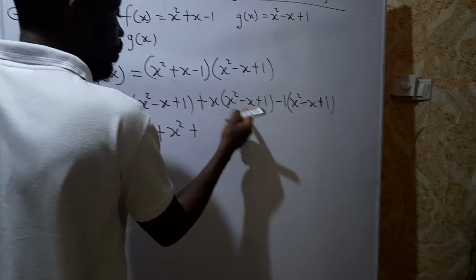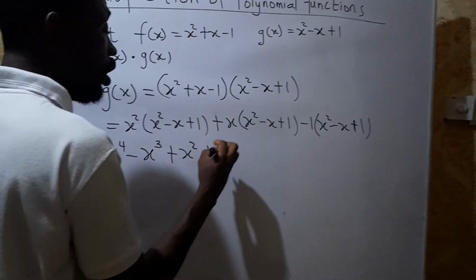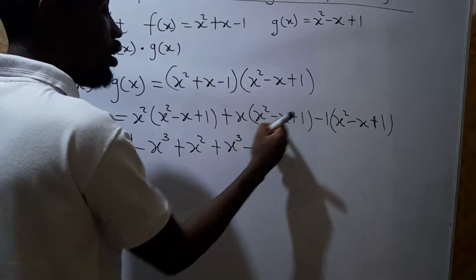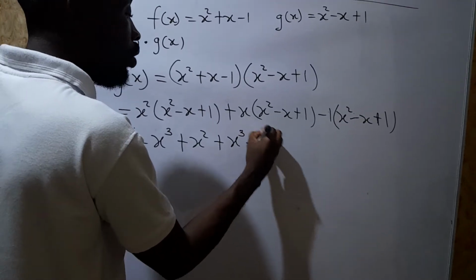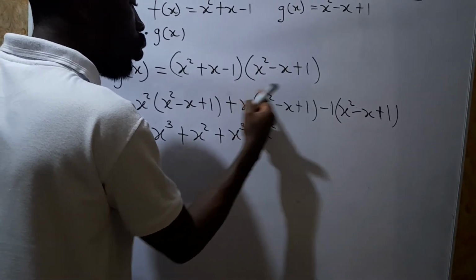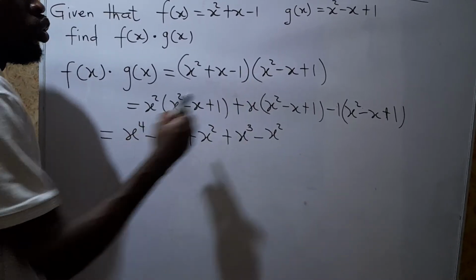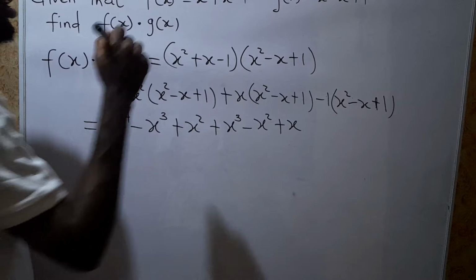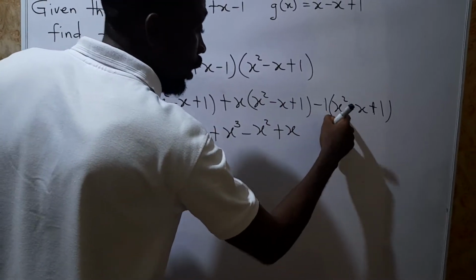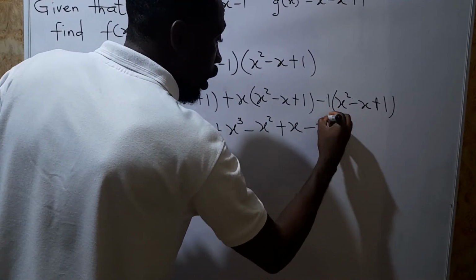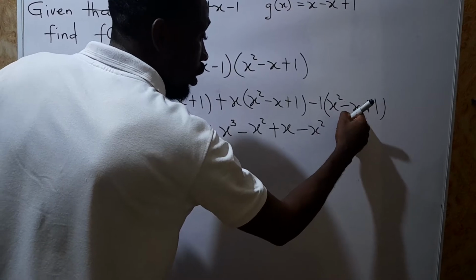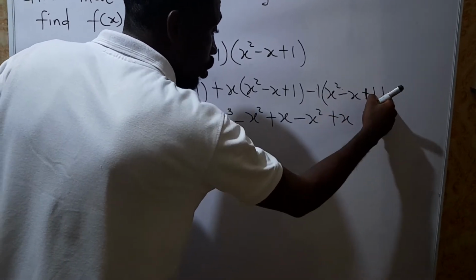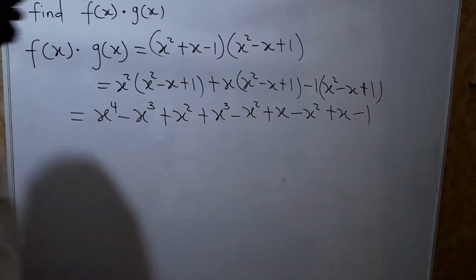Come to this place. x times x squared will give me x cubed. Then x times negative x will be negative x squared, because there is 1 here plus this 1, that will give us 2. x times 1 will be x. Now here negative 1 times x squared will be minus x squared. Negative 1 times minus x will be plus x. Negative 1 times 1 will be minus 1.